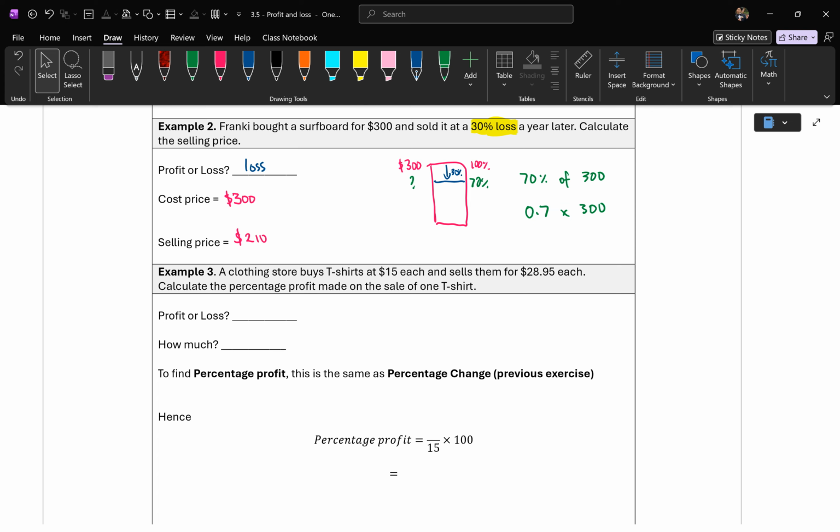Okay, so here we go. I'm going to write it out. We know it's a profit. We know that we bought it for $15, but you're selling it for $28.95. So how much did you gain from one shirt? How much did you gain in one shirt? Yeah, so I'm saying you got a t-shirt for $15, and if you sold it for $28.95, how much profit did you make?